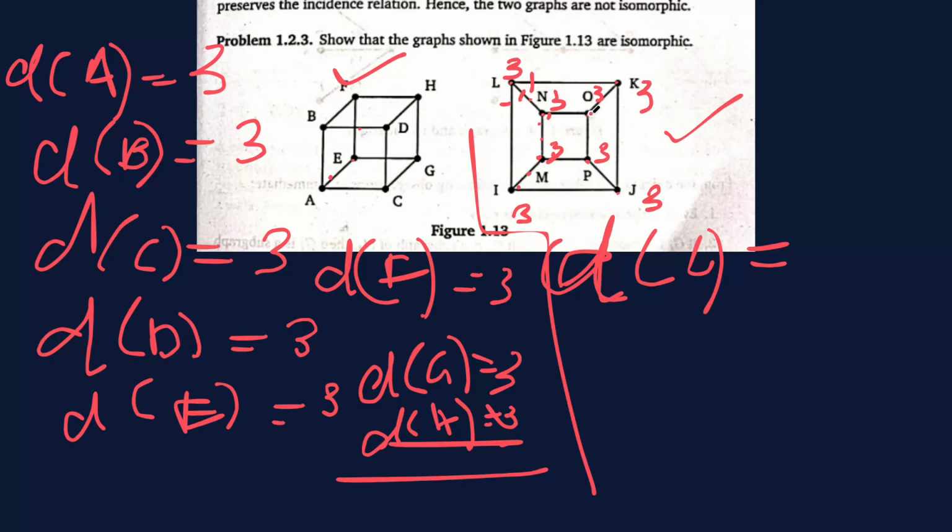If you see, this vertex has degree 3, 3, 3. Here also, any vertex of degree 3 is connected only to vertices of degree 3, because here we have only degree 3. So they will be isomorphic. So you can write a one-to-one correspondence.